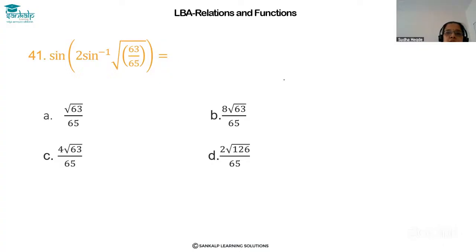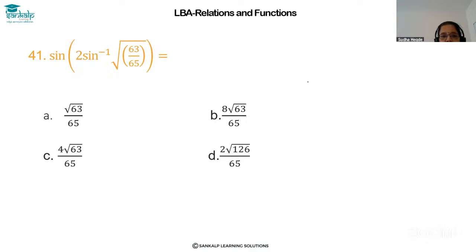Hi student, the question is sine of 2 times sine inverse square root of 63 by 65 equal to. You need to find the value of sine of 2 sine inverse square root of 63 by 65. Option A, root 63 by 65. Option B, 8 root 63 by 65. Option C, 4 root 63 by 65. Option D, 2 root 126 by 65.